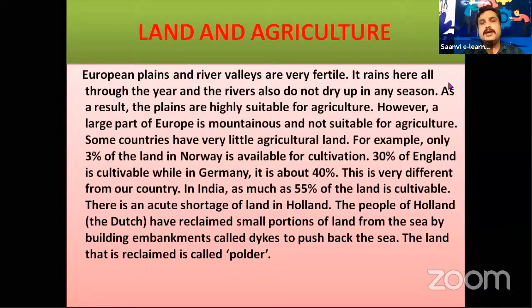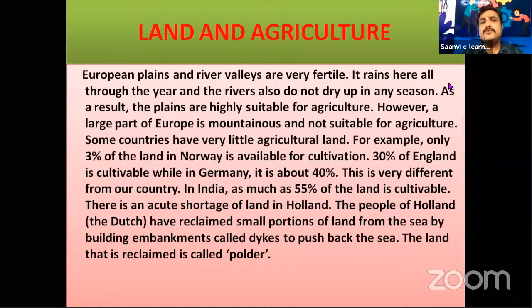We have already seen that the hilly region is almost covered by ice. When it melts, water flows through small streams, so perennial rivers and streams flow throughout. Moreover, they get sufficient rainfall in that region. So we can say the climatic conditions are very good for cultivation. As a result, the plains are highly suitable for agriculture.